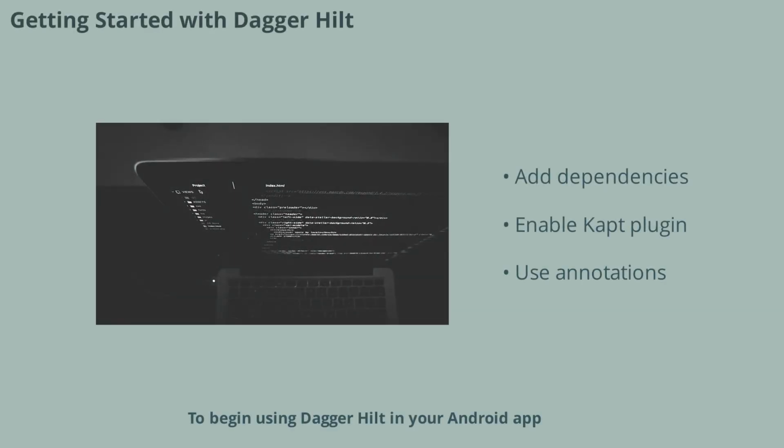To begin using Dagger Hilt in your Android app, you need to follow a few essential steps. First, add the necessary Dagger Hilt dependencies to your app's build.gradle file. Next, enable the Kotlin Annotation Processing Tool, Kapt plugin, which processes Dagger Hilt annotations during the build process. Then, leverage Dagger Hilt annotations to define and inject dependencies throughout your app. With Dagger Hilt in place, the framework takes care of object creation and dependency resolution, reducing boilerplate code and making your codebase more maintainable. These steps set the foundation for efficient dependency management in your projects.